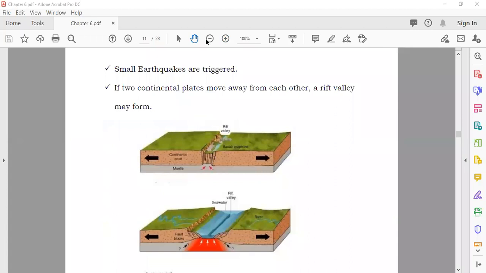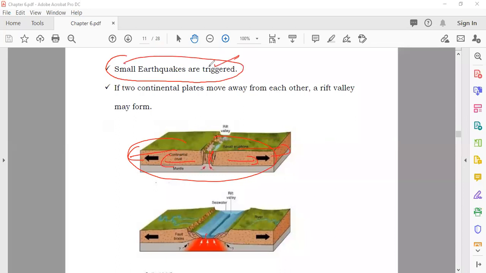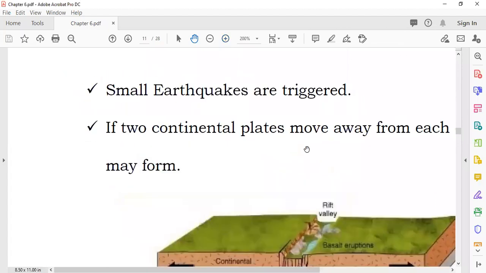Now, whenever the plates move away from each other, either lava will come out or lava will not come out. There are two possibilities. So earthquakes happen whenever the plates are disturbed, when plates move away from each other. So small earthquakes are triggered. Triggered means started. If two continental plates move away from each other, a rift valley forms. This is the rift valley. Maybe you saw it in real life also, but as an animation, it looks like this.